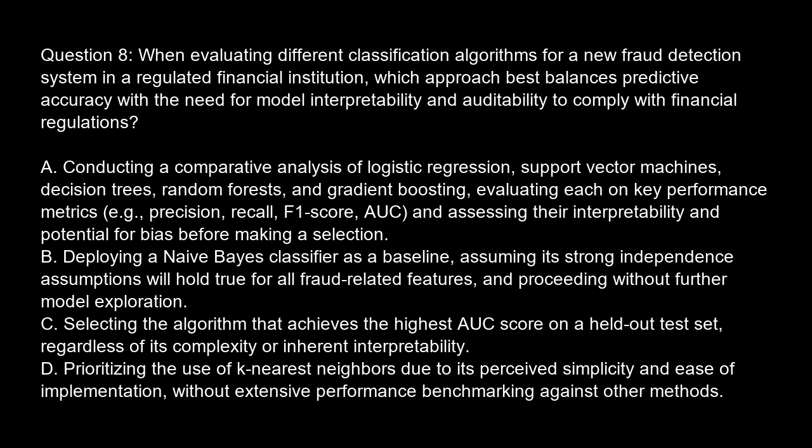Option B. Deploying a naive Bayes classifier as a baseline, assuming its strong independence assumptions will hold true for all fraud-related features, and proceeding without further model exploration. Option C. Selecting the algorithm that achieves the highest AUC score on a held-out test set, regardless of its complexity or inherent interpretability. Option D. Prioritizing the use of k-nearest neighbors due to its perceived simplicity and ease of implementation, without extensive performance benchmarking against other methods.